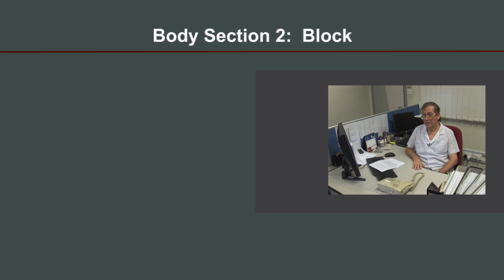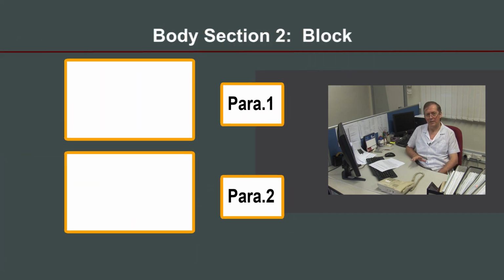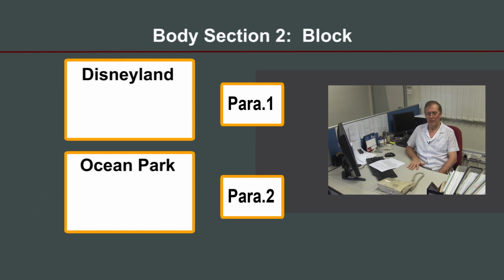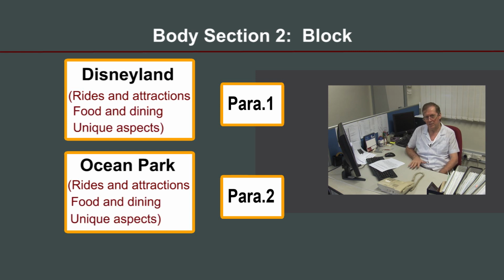The second method of organizing the body is called the block method. Here, there are only 2 body paragraphs, each dealing with one topic. Within each paragraph, more information about the 3 areas, rides and attractions, food and dining, and unique aspects, is explored. Does that make sense? Yes. And how do I know which method to choose? Well, as always, you have to consider the nature of the writing, the audience, and the message you want to convey.